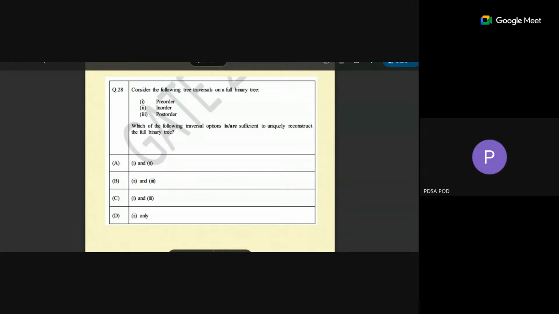Yeah, so these are the two with which we can uniquely reconstruct the tree, but pre-order and post-order is also possible. But in some cases our tree may be different from the original one. So, sir, can you give an example where the first and third options will be used, where the first and third option will be correct in any tree?